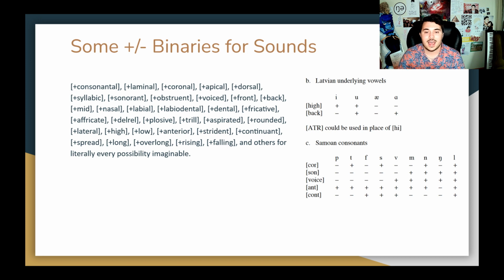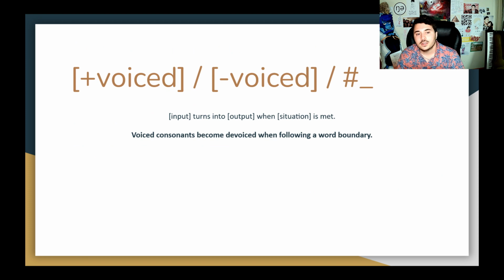And the examples that I have on the right are a couple examples. I have a link to the source in the description for all these examples. We have the Latvian underlying vowels, and we have Samoan consonants. So I think it's pretty cool. It just gets pretty advanced. This is stuff that you do with Lexergy on intermediate-ish or advanced-ish mode.